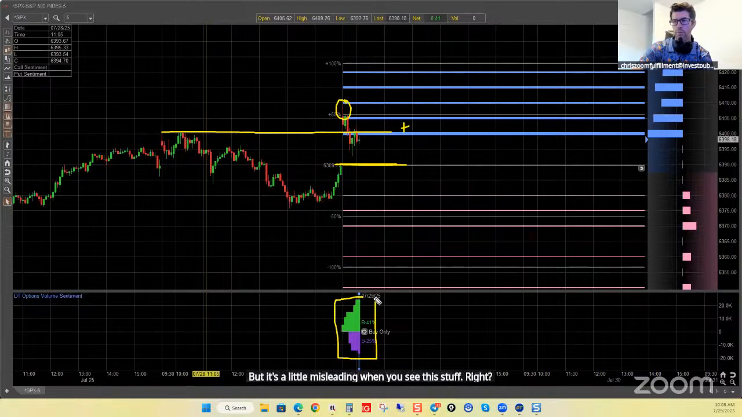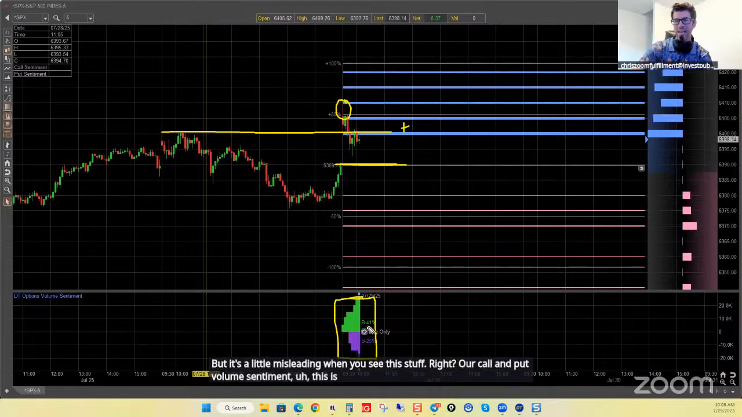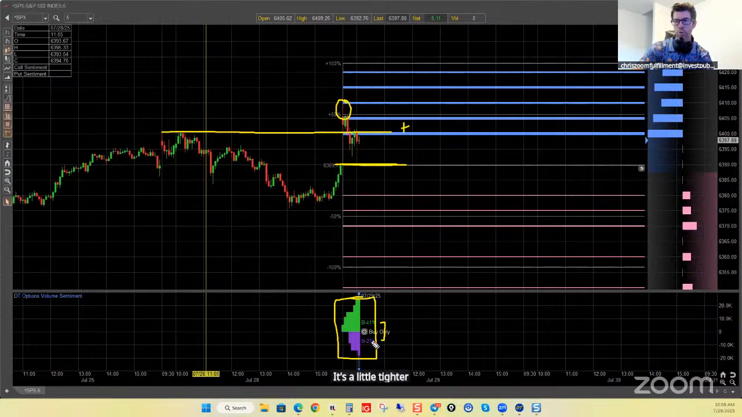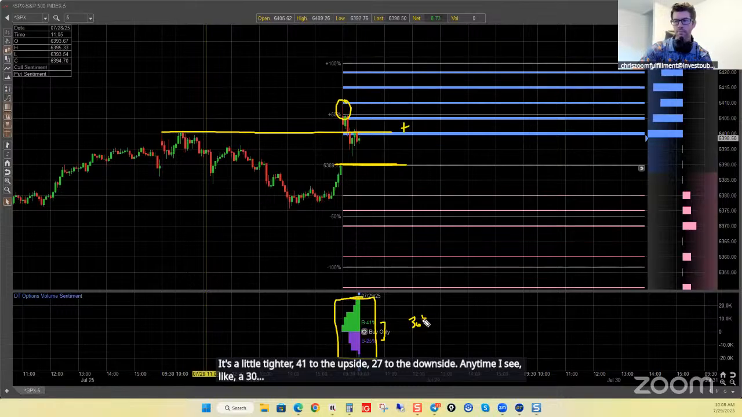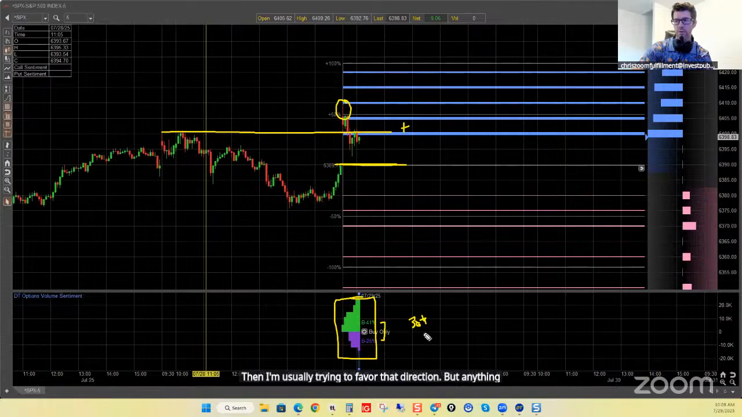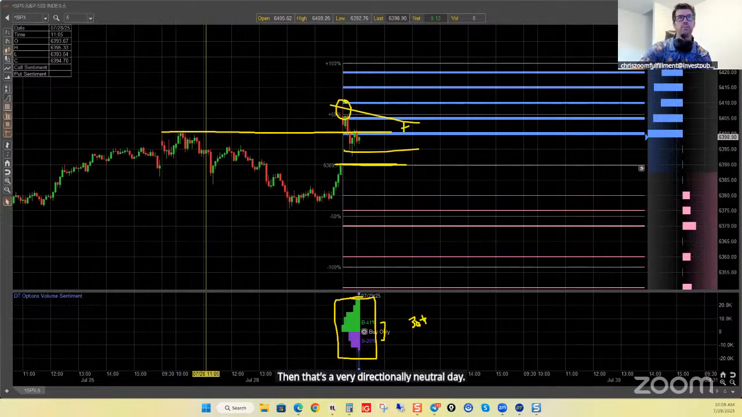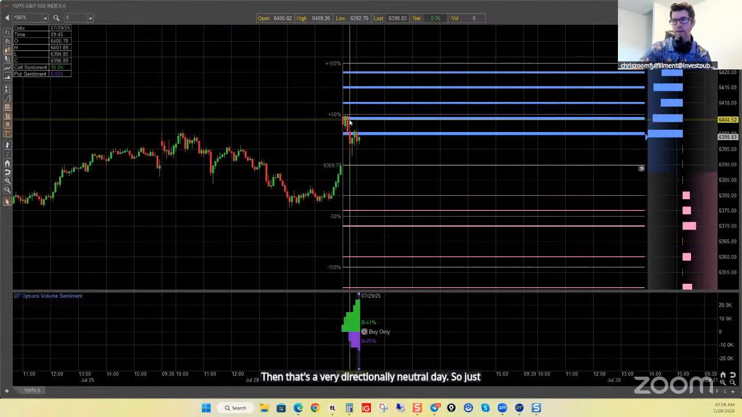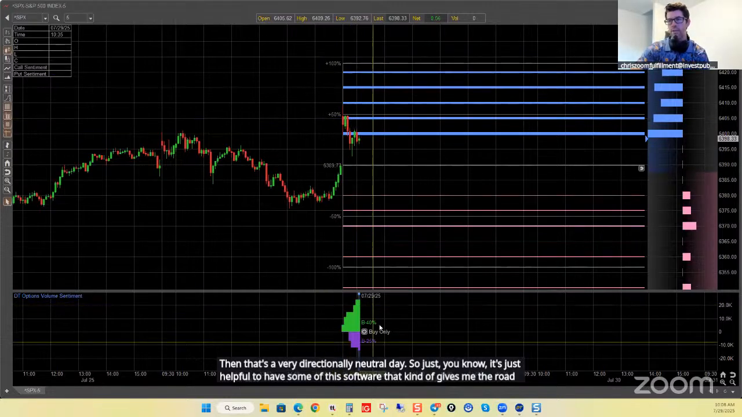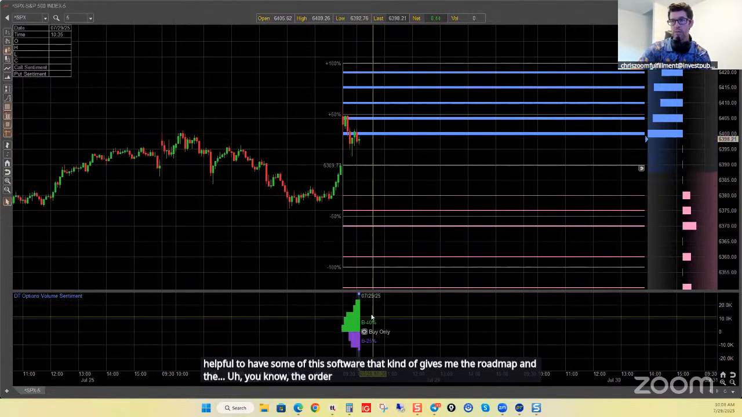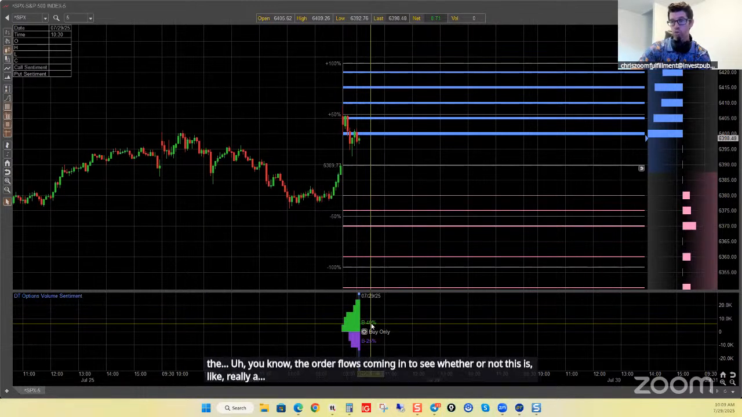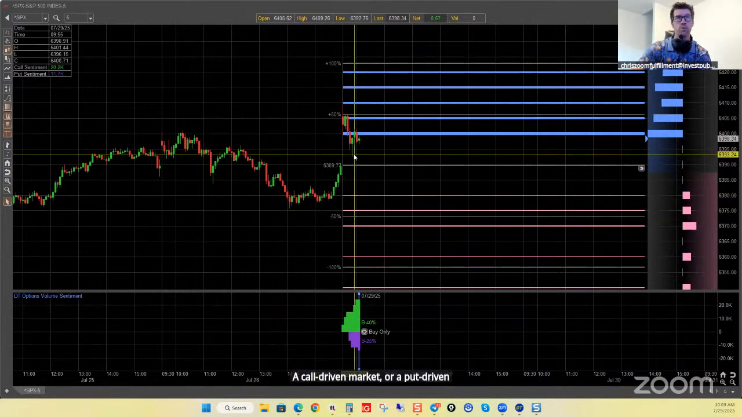Our call and put volume sentiment. This is call and put sentiment. It's a little tighter, 41 to the upside, 27 to the downside. Anytime I see 30 plus, where one side is 30 points higher or lower, then I'm usually trying to favor that direction. But anything inside 20 or 15 or 10, that's a very directionally neutral day. So it's helpful to have software that gives me the roadmap and the order flow coming in, to see whether this is really a call driven market, a put driven market, or more of a neutral market.